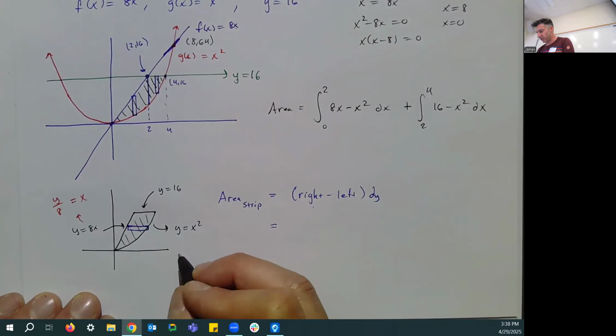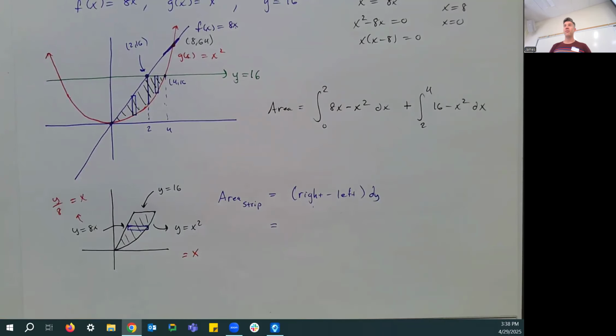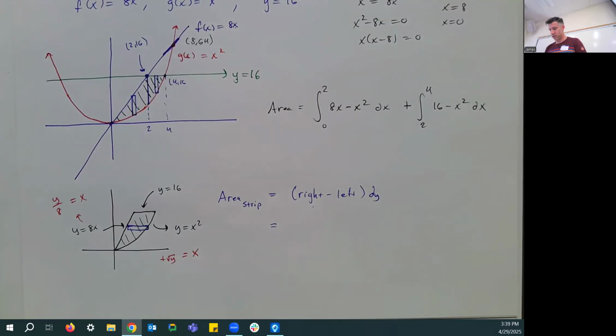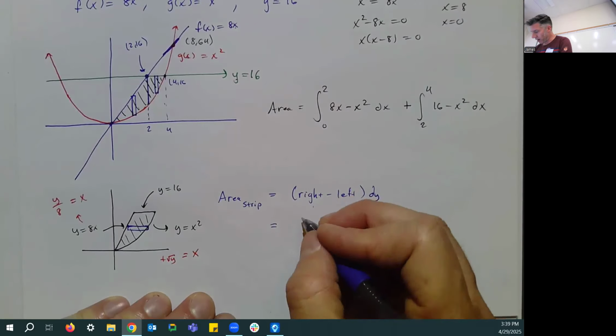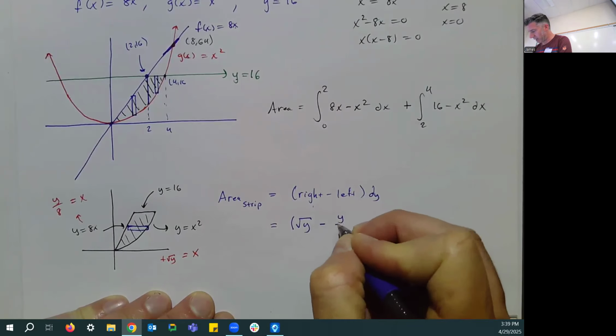We have to be a little bit extra careful here. We're going to solve for x. We're going to get x equal to, normally we would say it's plus or minus root y, but we only have one side of that. And we have the side where x is positive. So it's the positive root y, not the negative root y. So our right function is root y. Our left function is y divided by 8.